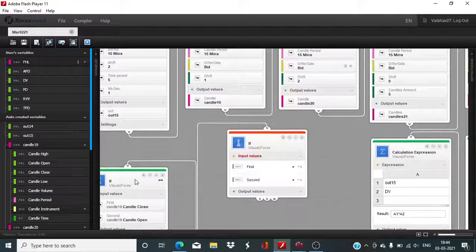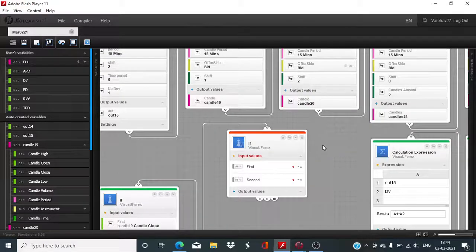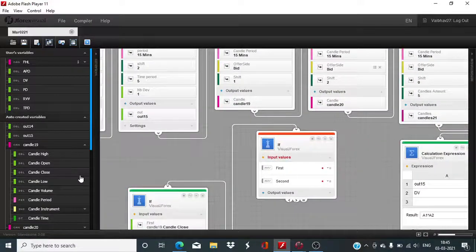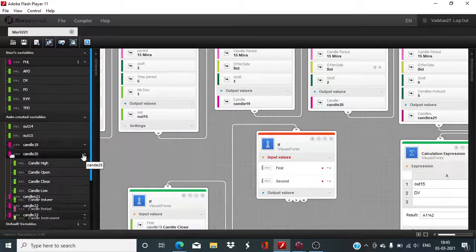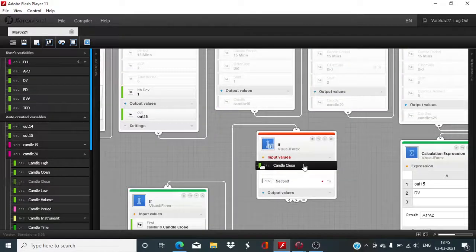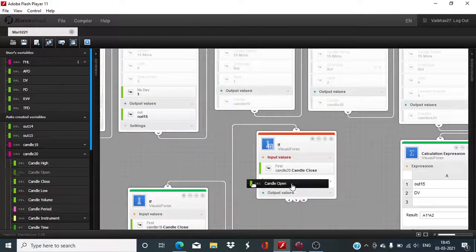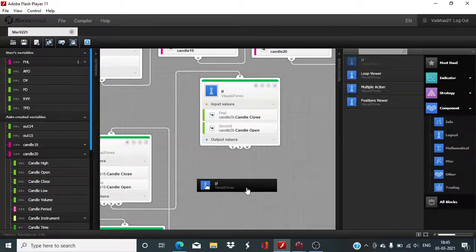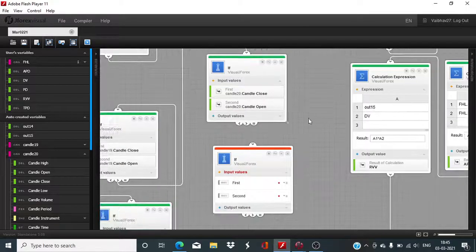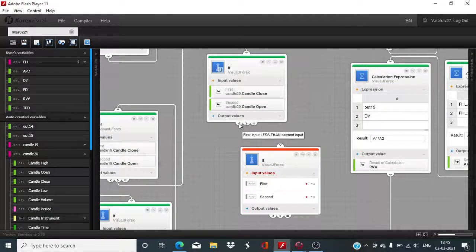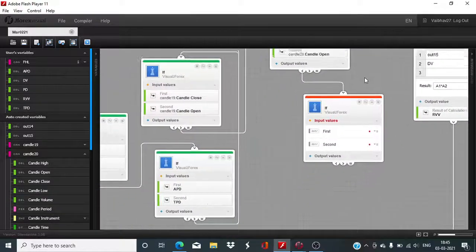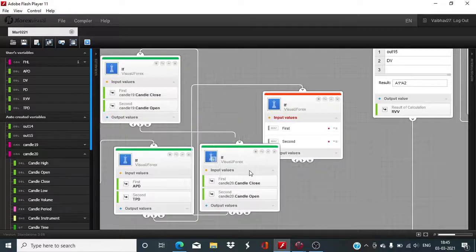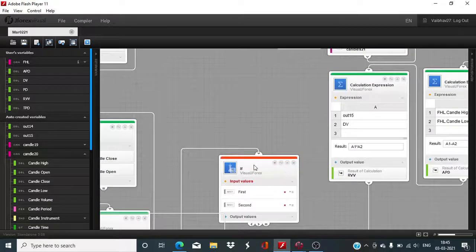And the candle 20 should have closed with losses. So we want the candle 20's close to be below its opening price. First input less than second input. So these are the basic conditions which need to be in place.